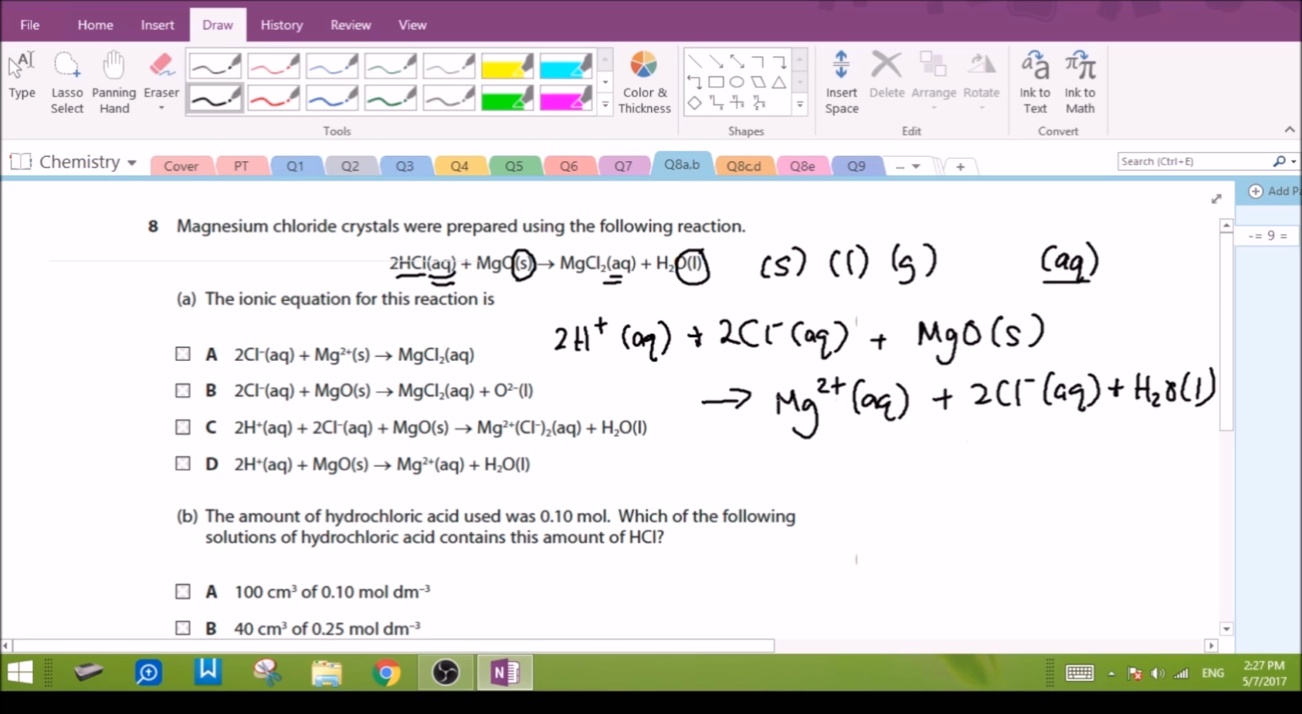So now the aqueous are all separated into ions. We will have to observe and cancel the ions that appear on both sides of the equation. We see that chlorides appear on both sides. We can cancel them out. That's essentially what we can do. So what we are left with will be the ionic equation that corresponds to D.